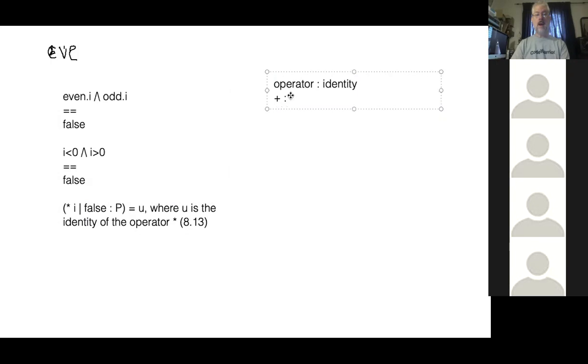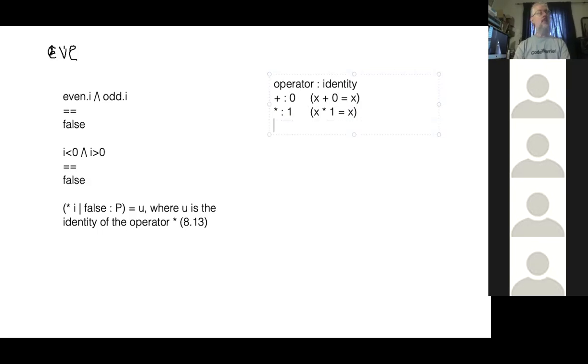So if we have the operator plus, the identity for plus is 0, because x plus 0 always equals x. That's what it means to be an identity operator, is that when you apply the operator to that value, you don't change things. And so times is 1, because x times 1 is x.